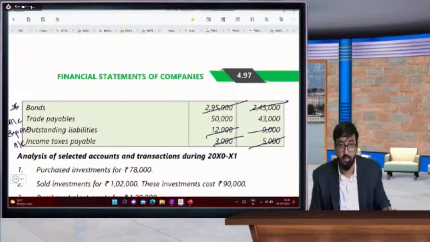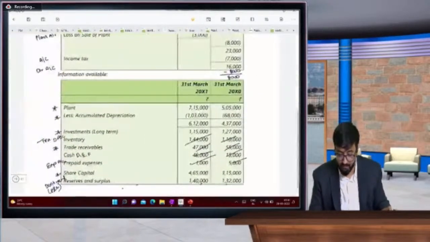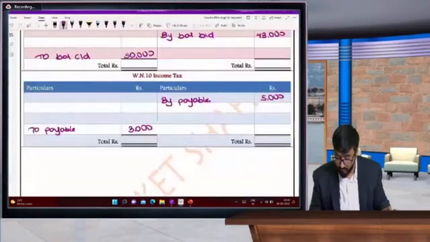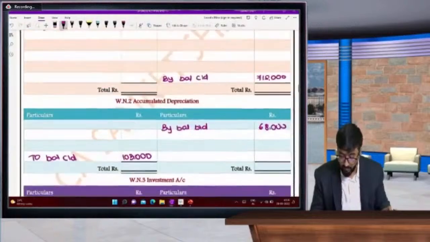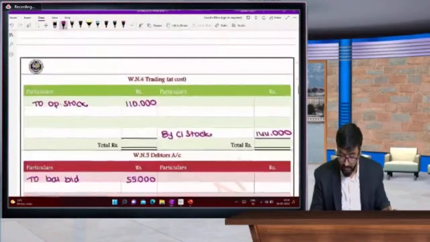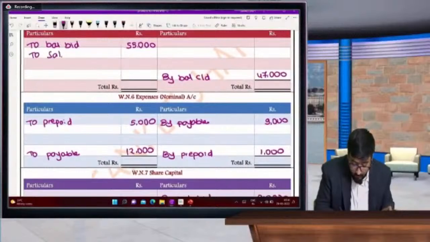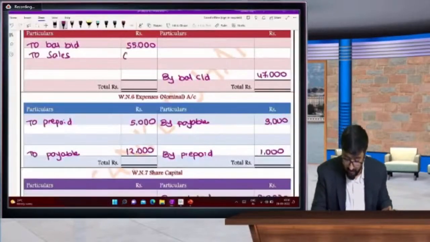Now, P&L effects. Debtors account, debit side. To sales 6,98,000.